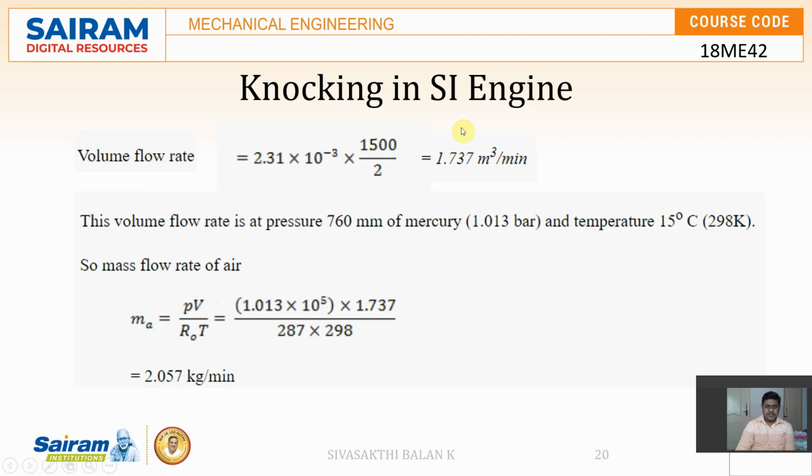And volume we have previously calculated. Gas constant is 287, we know that, and temperature is given as 15 degrees centigrade, and it's converted into degrees Kelvin, it comes to 288 degrees Kelvin. And when you do all the mathematical calculation, we will get 2.057 kilogram per minute as the mass flow rate of air.